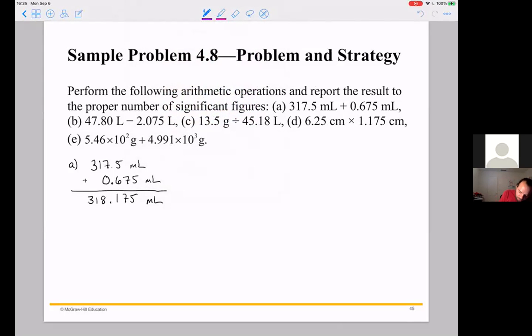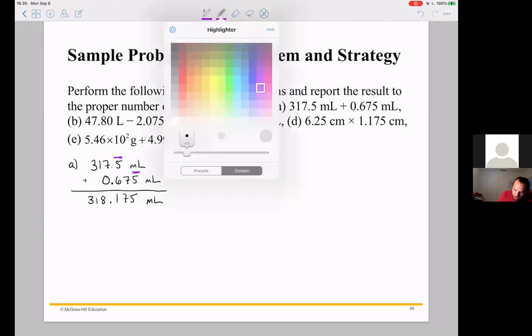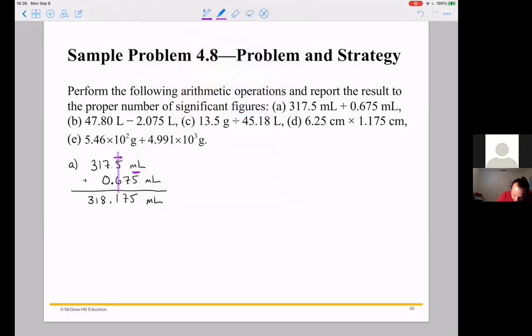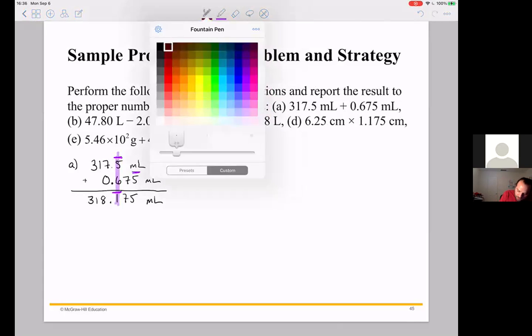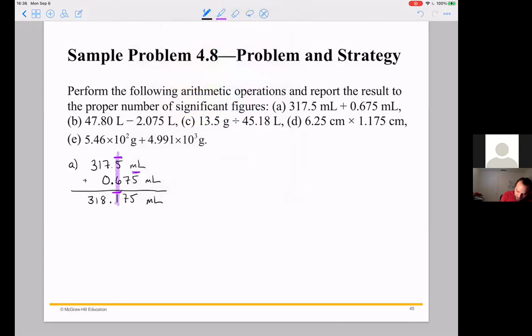And then I'm going to go back and mark the last sig fig in each number. Where is the sig fig in my answer going to be? It's going to be in whichever one is further to the left. So in this case, I'm going to round to this ones place. So my final answer that I'm going to punch in would be 318.2 milliliters.